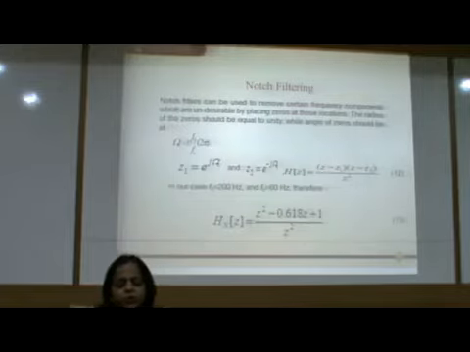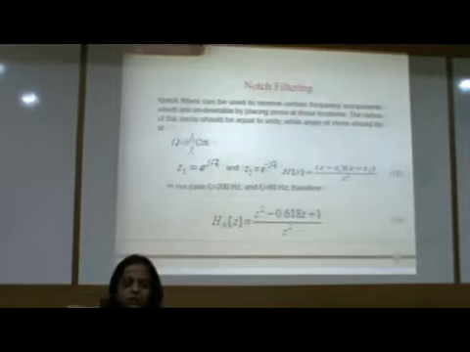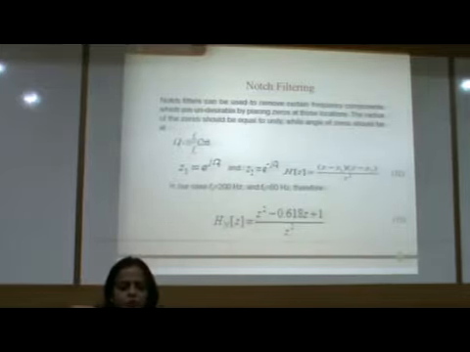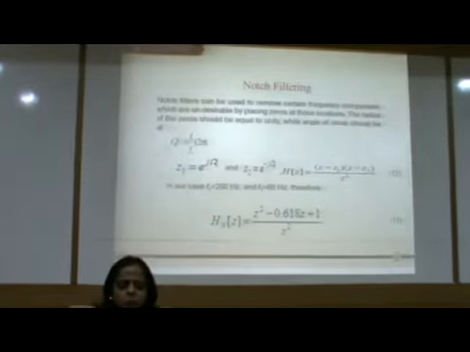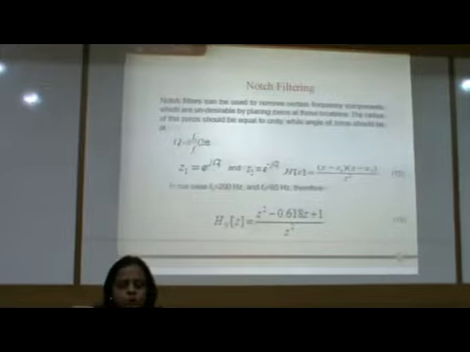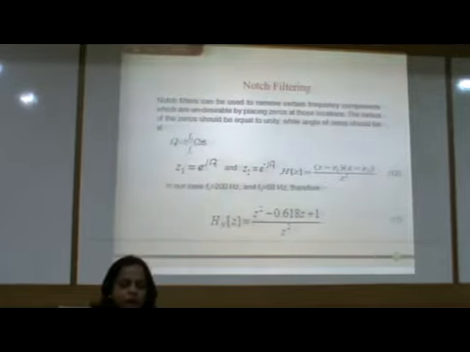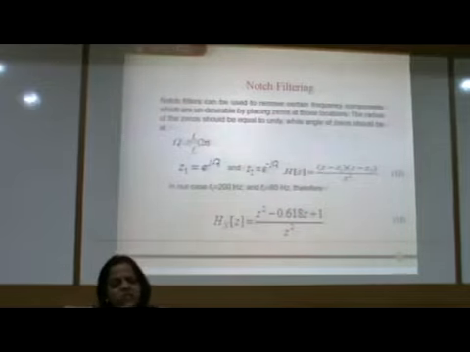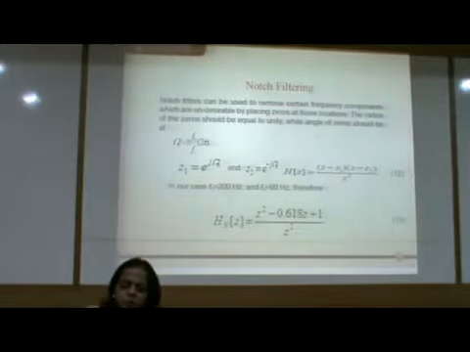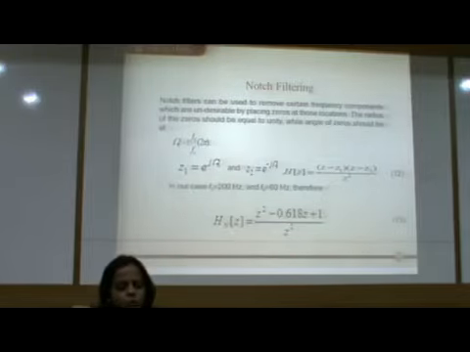After that, we are using notch filtering for removing the 60 Hz noise. A notch filter can be used to remove certain frequency components which are undesirable by placing zeros at those locations. The radius of the zeros should be equal to unity, while the angles of the zeros should be at plus minus 2 pi f0 by fs, where f0 is the frequency and fs is the sampling frequency. Z1 is the first zero at e to the power minus j omega 0 and Z2 is the second zero at e to the power j omega 0. So the transfer function for the notch filter is (z minus z1) into (z minus z2) by z square.